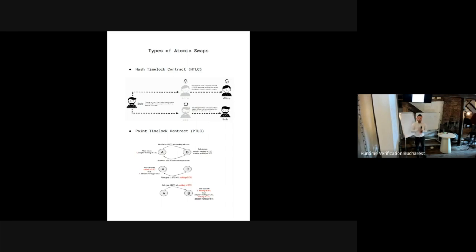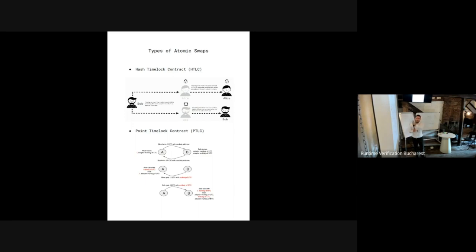And with the implementation of Taproot and Schnorr signatures on Bitcoin, we can now implement the point time lock contract. The time lock in this context means that if someone doesn't come with a solution to my hash or to my challenge, then I can get a refund, I can get my funds back.